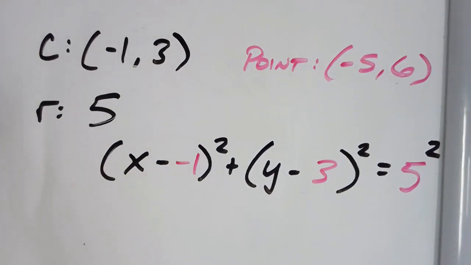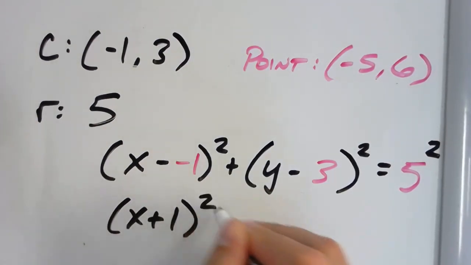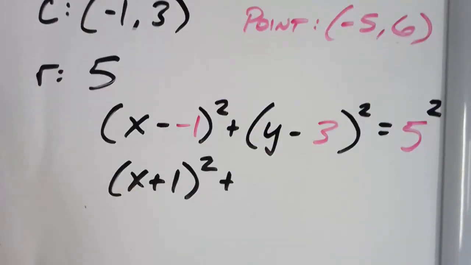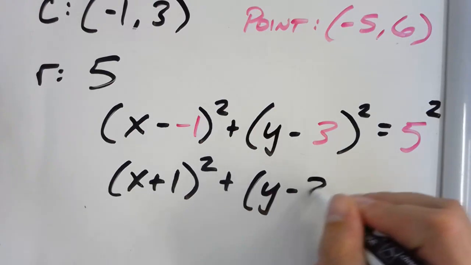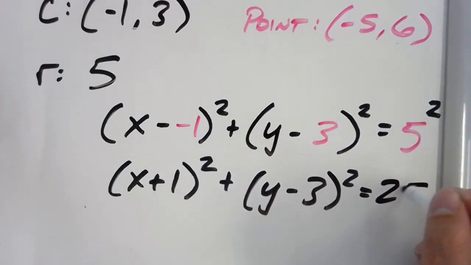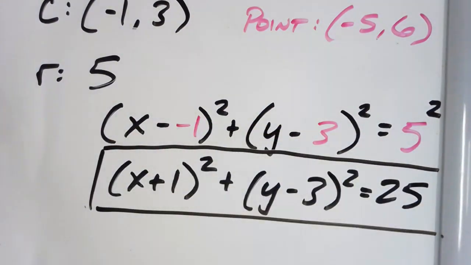So instead of minus and negative, I'm going to turn that into plus. So I have x plus 1 quantity squared. Y minus 3 doesn't simplify any further, so that will stay just y minus 3. And then this is an actual number: 5 squared is going to turn into 25. There is the equation of my circle.